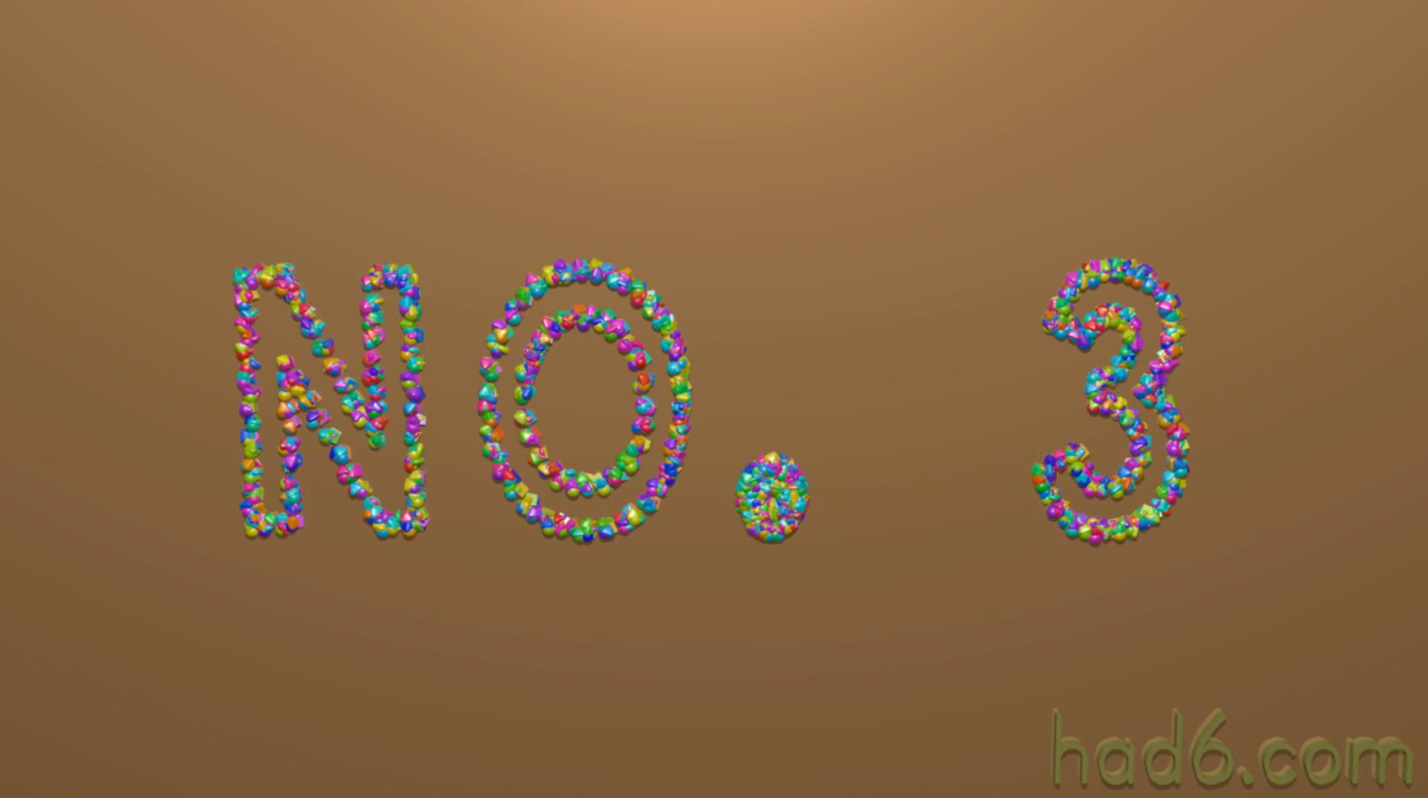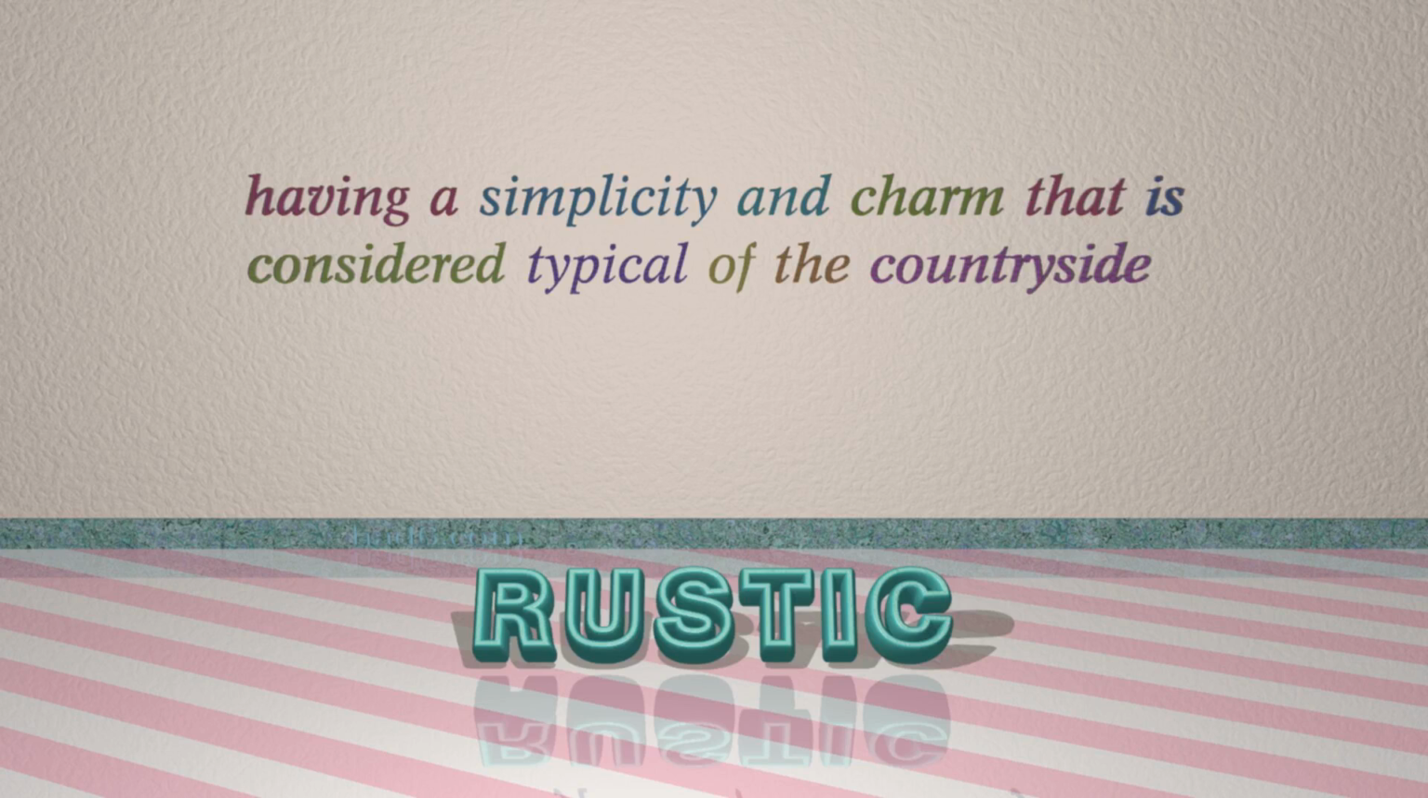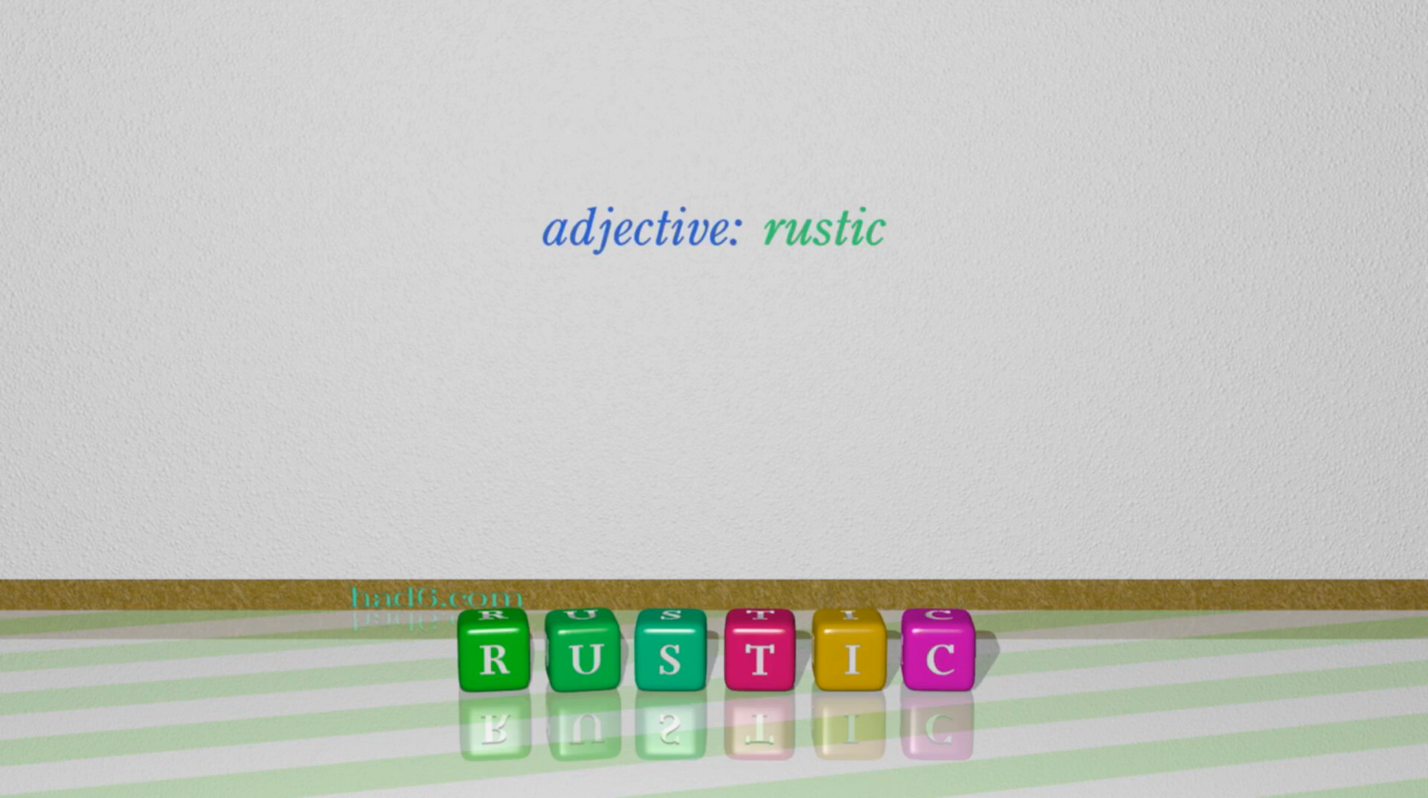Number 3. Rustic. Which means having a simplicity and charm that is considered typical of the countryside. Rustic. For example, adjective, rustic.